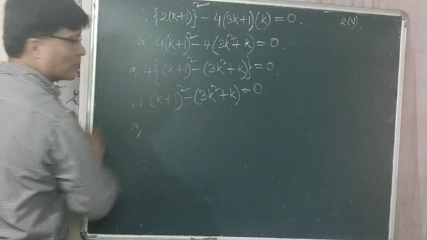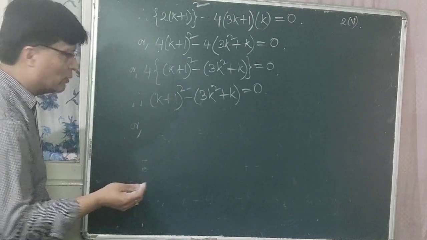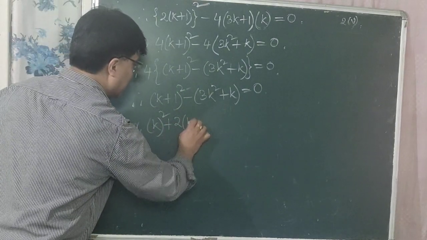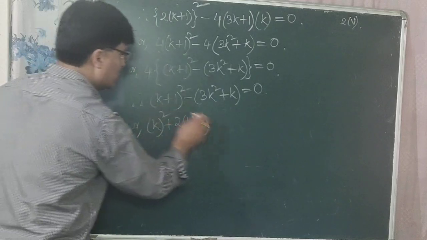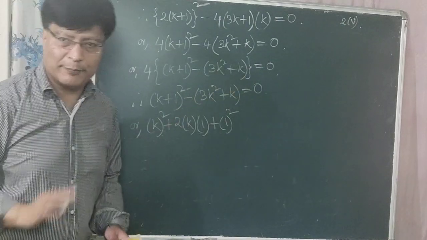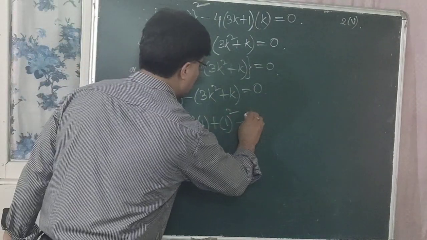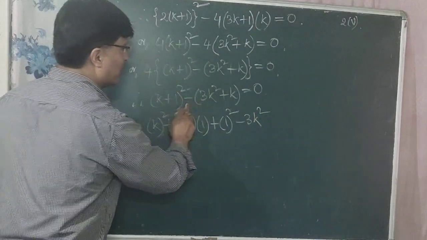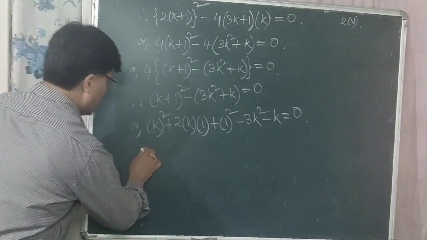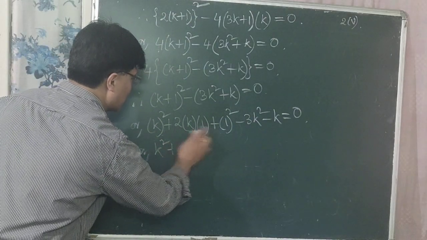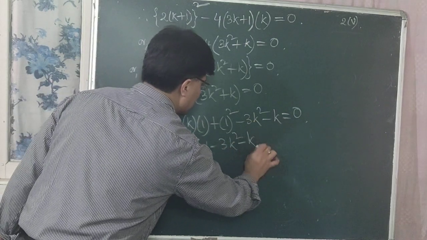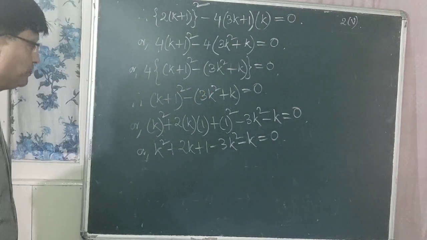You know that this is (a plus b) whole square, a square plus 2ab plus b whole square. What is a whole square here? k whole square, plus 2 into what is a? k. What is b? 1. What is b whole square? Plus 1 whole square. So you can open the bracket here. Minus 3k square. Minus, when you open the bracket, the sign changes: minus into plus, minus k, which is equal to 0. Or this is k square plus 2k into 1, 2k plus 1, minus 3k square minus k, which is equal to 0.